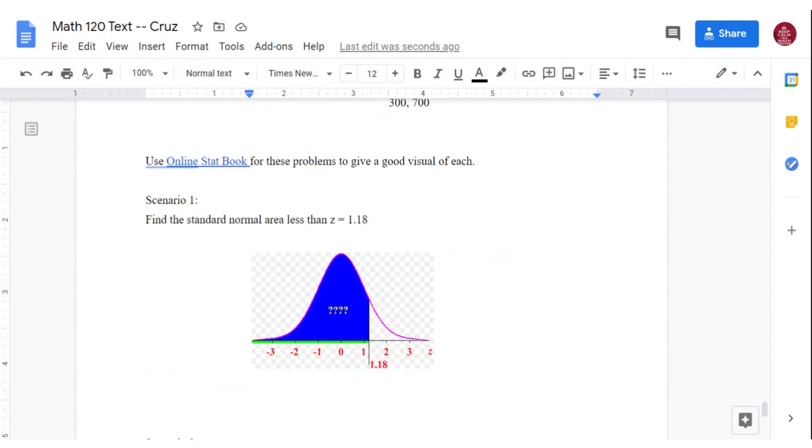Now, you don't always have standard deviations that are whole numbers. And so that's what we get. We have this thing called a z-score. Oh, and this right here is a neat little tool if you want to use it.